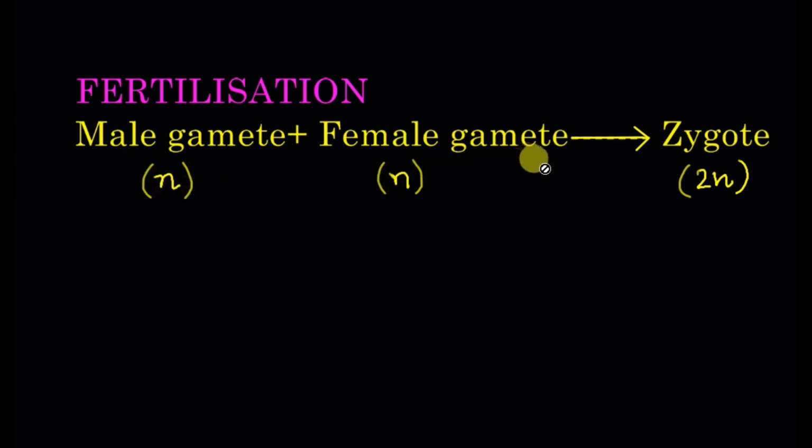And what is produced as a result of fertilization? Zygote is produced. If the male gamete is haploid and the female gamete is haploid, then the zygote will turn out to be diploid. So this is how, if the parent plant is diploid, the gametes are haploid because meiosis occurs during the formation of gametes and the chromosome number is reduced to half. So when the fusion occurs, then again the same parental genotype is restored. So this is how the genotype is maintained in a species.